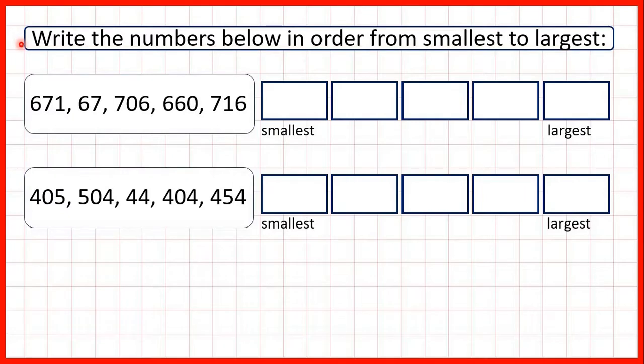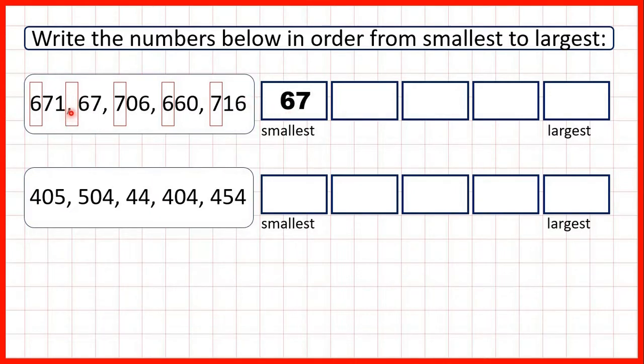We need to write the numbers below in order from smallest to largest. So in our first set of numbers, we have 671, 67, 706, 660, and 716. Now 67 is a 2-digit number, but all of our other numbers are 3-digit numbers. And if a number has fewer digits, and it's a whole number, it will be smaller. So our smallest number is 67, because it doesn't have a hundreds digit.